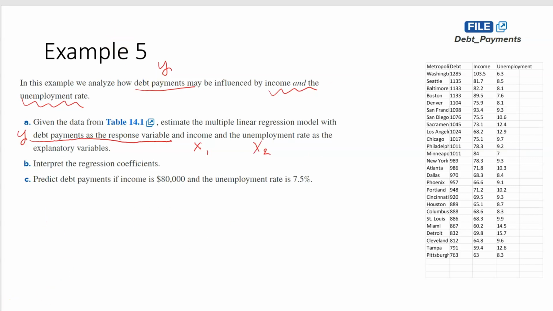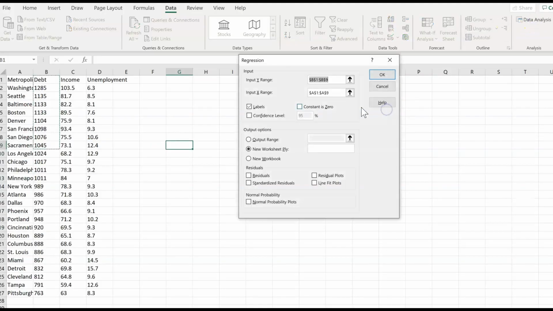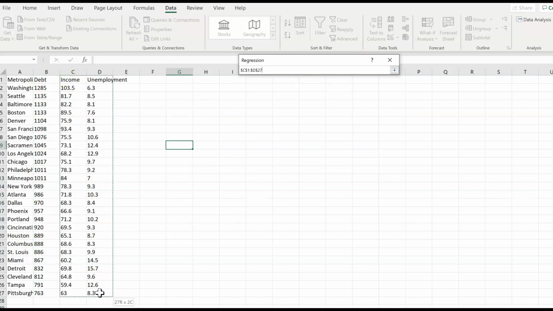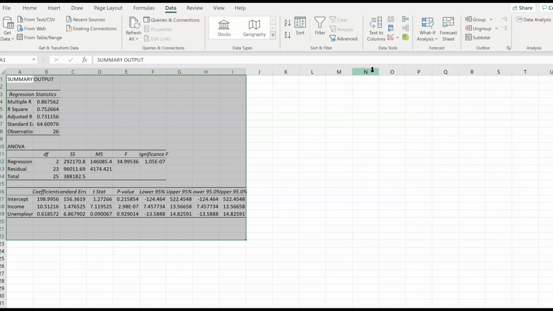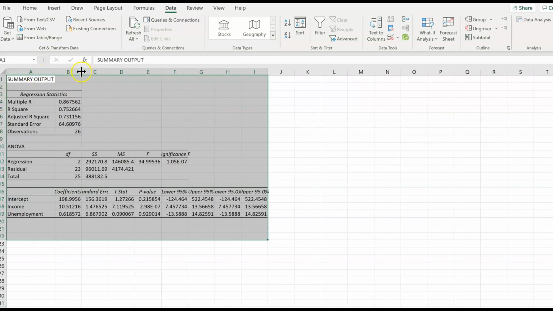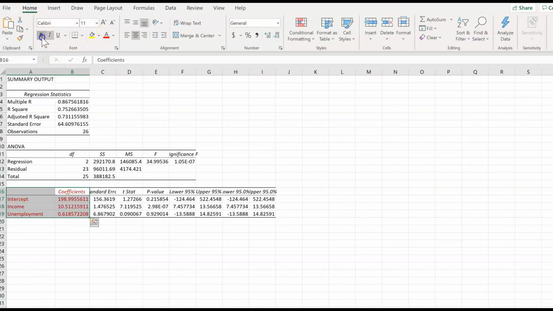We're going to head into Excel now because they want us to estimate the multiple linear regression model. All right, so we're going to go into our data analysis, regression, and our y input, our y is debt. So make sure we grab the labels here. And then our x input, we're going to do it simultaneously, income and unemployment. All right, so we've got all of this. We do have labels. We're going to click OK. And when we pull this out here, we can actually see that we get coefficients with those two different headings, and that's exactly what we want. So let's go ahead and grab those.